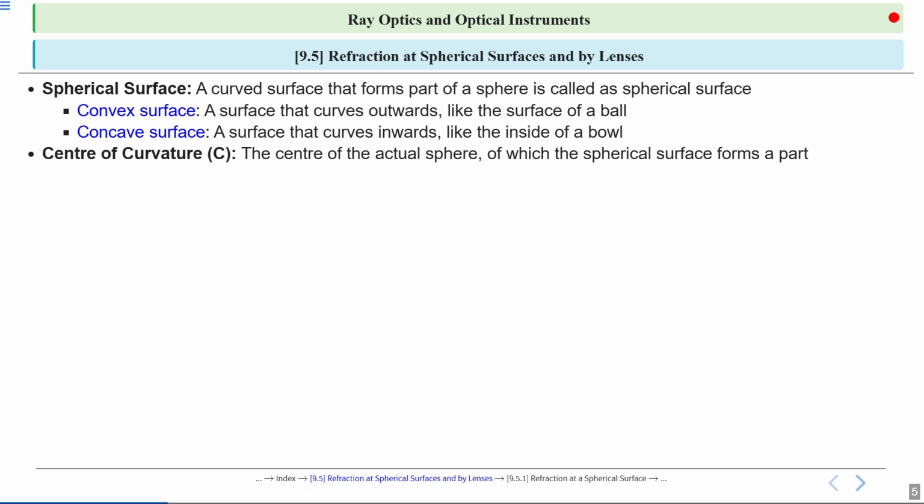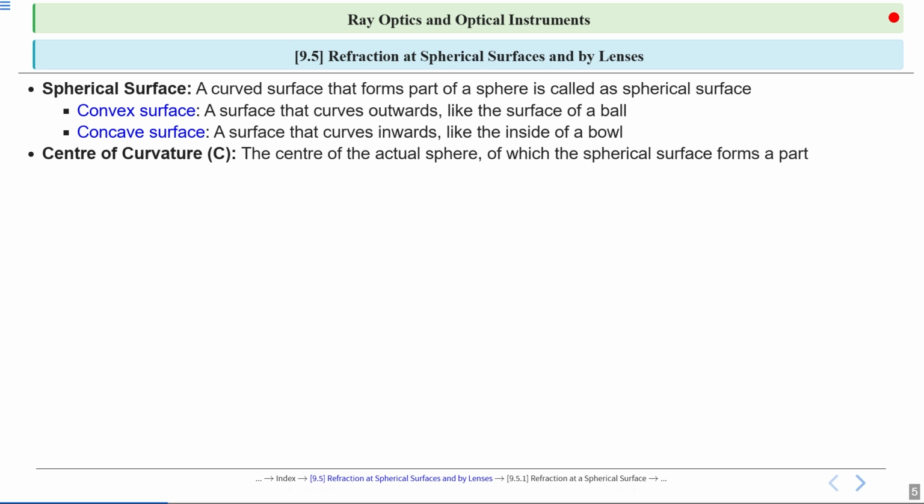There is a whole glass sphere. We have cut a small portion from this glass sphere, and that surface is a convex surface or a concave surface, depending on the shape from which we have cut out the surface. So the center of the actual sphere from which we have cut out the spherical surface will be the center of curvature.